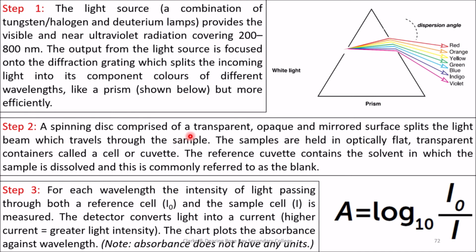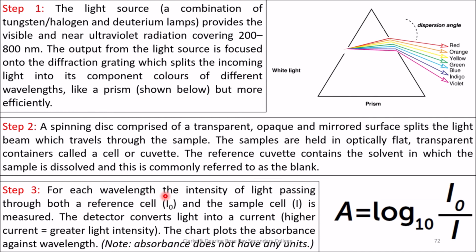There is a spinning disk of transparent, opaque, and mirrored surfaces that splits the light beam, which travels through the sample. The samples are held in optically flat, transparent containers called a cell or cuvette. So that's, as we've talked about, the thing that's storing the sample. The reference contains the solvent in which the sample is dissolved, and this is commonly referred to as the blank.